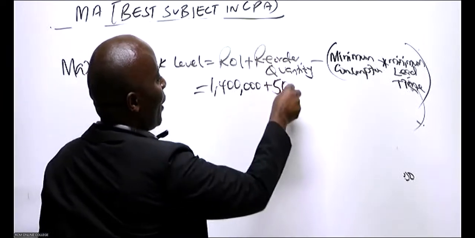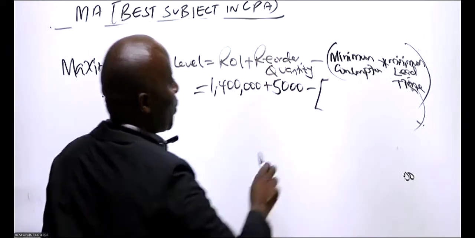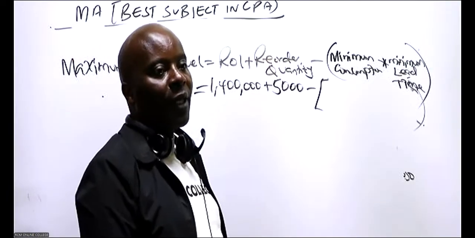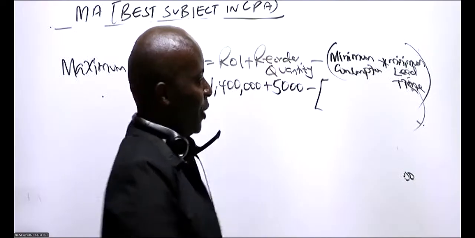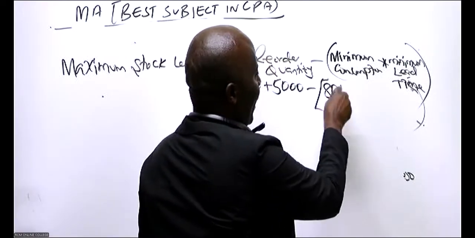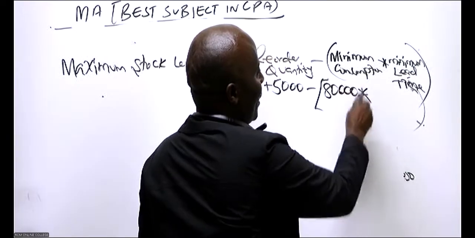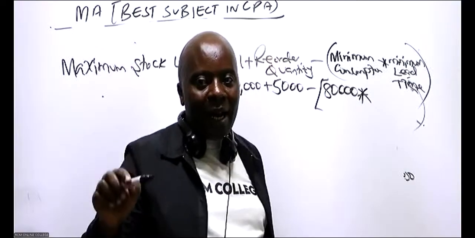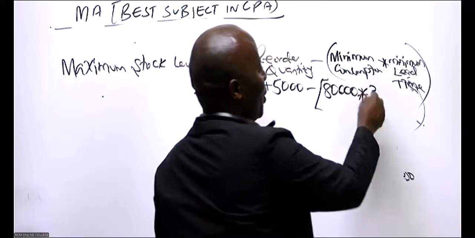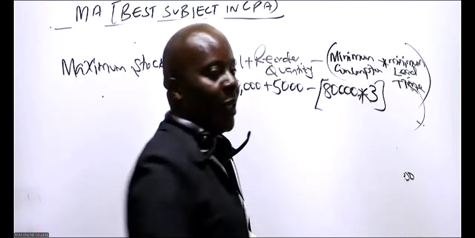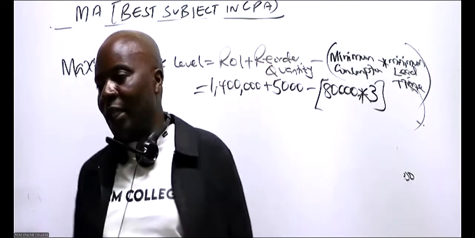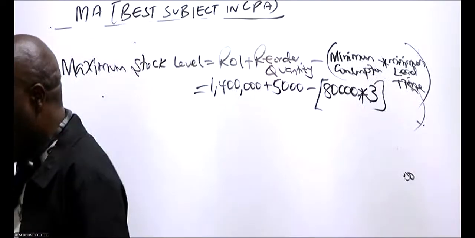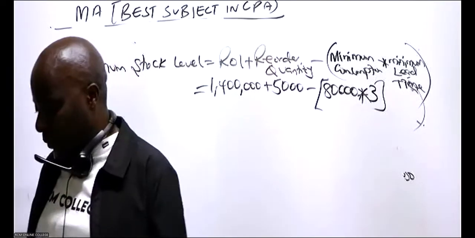So plus 5,000 minus, into brackets. Are you able to see the minimum consumption? 80,000. So minimum consumption, we have 80,000 times minimum lead time. You see minimum, 3, eh? Minimum is 3 months. Thank you so much. So please go ahead and give me this difference, and then we roll to other things.